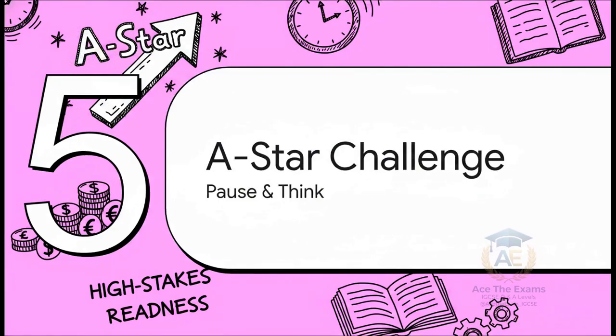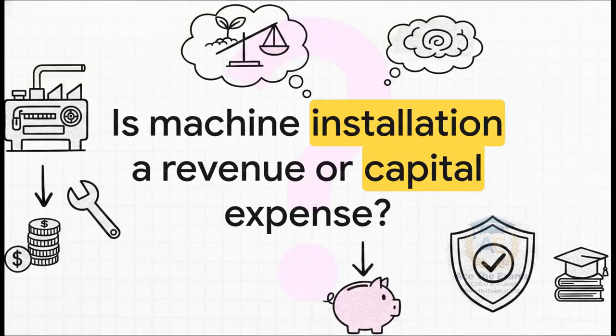Finally, Section 5, the A-Star Final Challenge. Pause and think. All right, here is your challenge. If a business buys a machine and pays for its installation, is the installation a revenue or a capital expenditure? And deeper still, how does the prudence concept apply to how we actually record it?